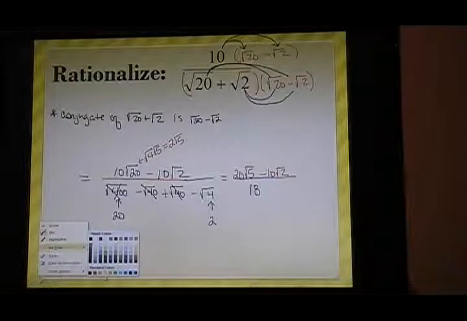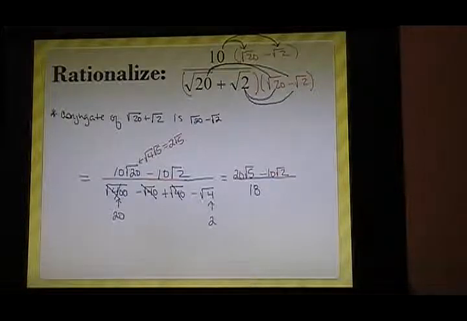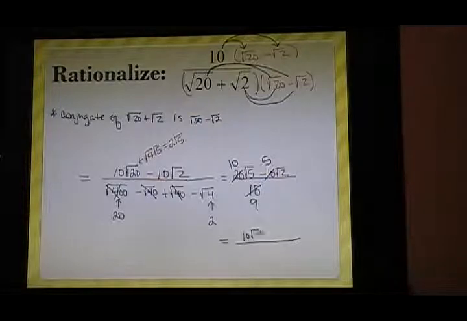20, 10, and 18 are all divisible by 2, so we can reduce. 20 divided by 2 is 10. 10 divided by 2 is 5. 18 divided by 2 is 9. So we have now 10 root 5 minus 5 root 2 all divided by 9. So now we can stop. We have the fraction reduced, we have the radicals reduced, and we have no root in the bottom.